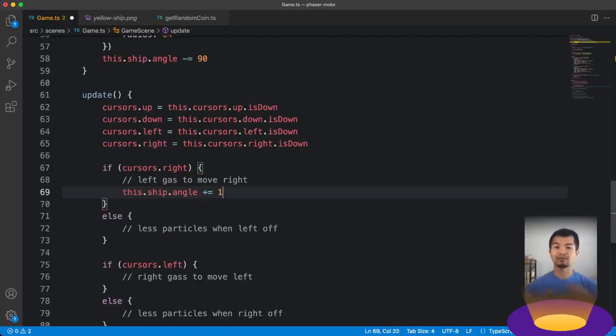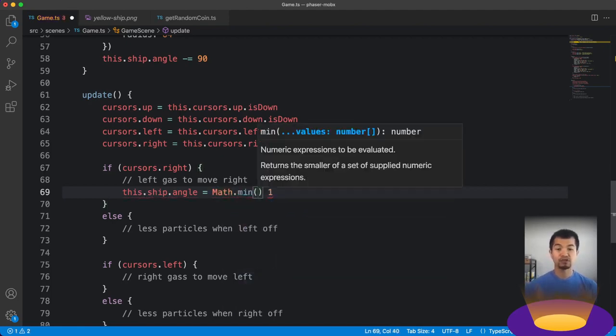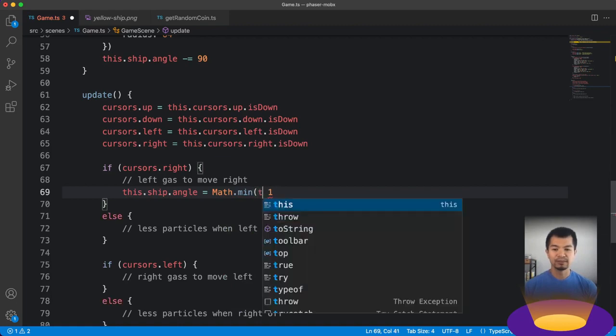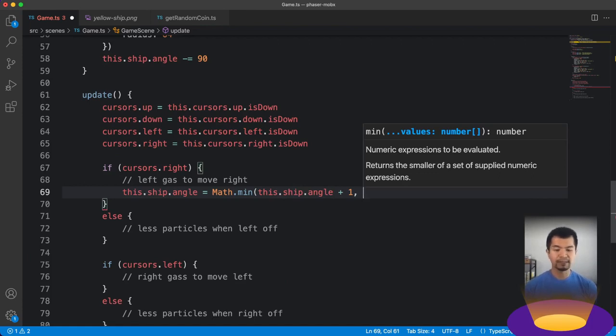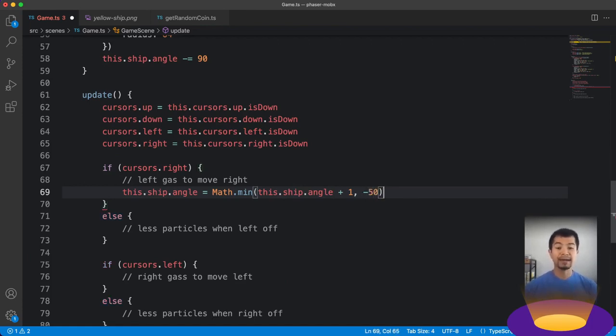But we also want to lock it from over-rotating in this particular type of game. So instead of doing that, we're going to do Math.min. We want the smallest of these two, which is going to be this.ship.angle plus 1 like we just did. And then let's just pick some maximum, and we're going to say minus 50 is the maximum value we're going to go to. So from minus 90, we're going to rotate towards 0, that's going to the right, until minus 50, and it will not get greater than minus 50. So like minus 49, minus 48, minus 30. That's how we're going to keep the ship rotated kind of like this.